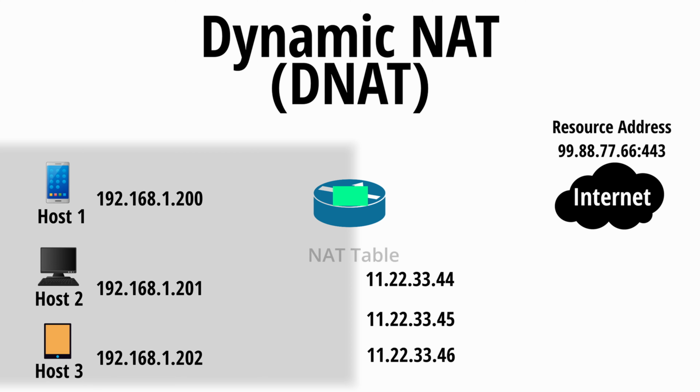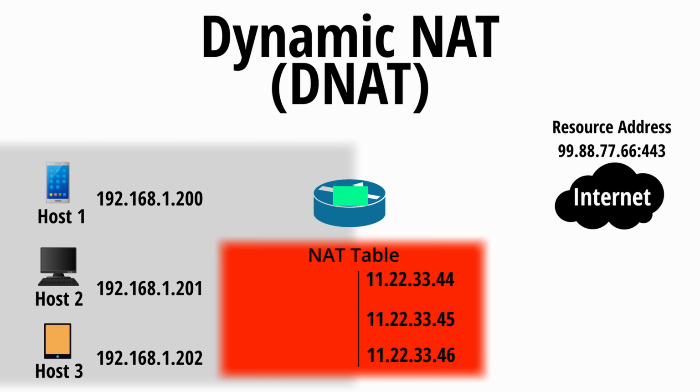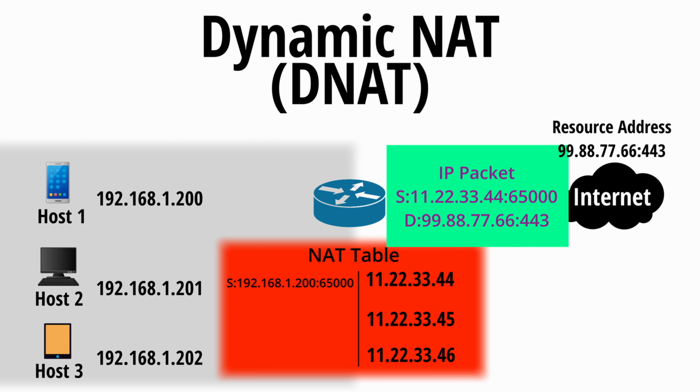When the packet's sent to the router, it will see that it's destined for the internet, so it will take the source IP and put that in a NAT translation table, and the packet will then be translated. The source address will change from the private IP address to one of the available public IP addresses. Let's say it's 11.22.33.44, and that address will also be put in the translation table. Then the packet is sent off to its destination, 99.88.77.66.